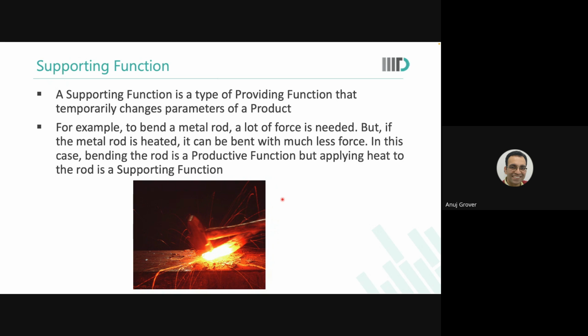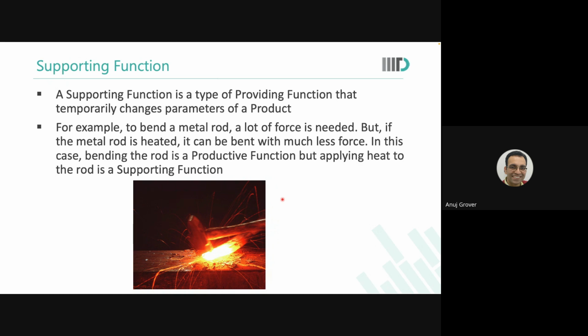For example, those of you who've done forging, what do you do? You first heat the iron. Once it becomes malleable, you hammer it. Once it takes that shape, you cool it. When you look at the final iron shape, do you know if it was heated? Now it is no longer hot. Because it is no longer hot, that heating is a supporting function.